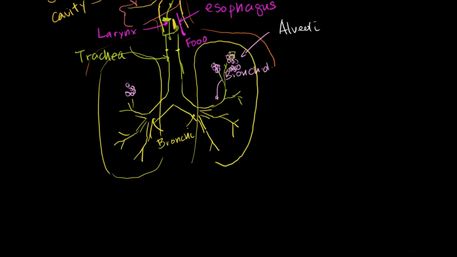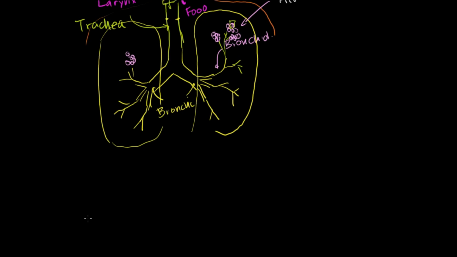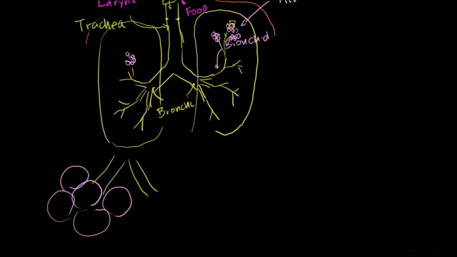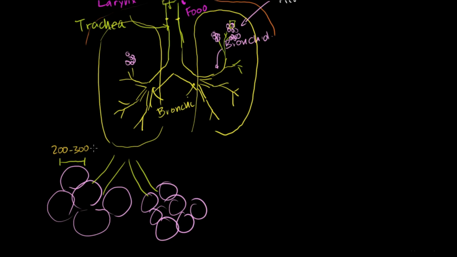I've drawn them fairly large here, but each alveolus, let me draw a little bit bigger. So let me draw these air sacs. So you have these air sacs like this, and then you have a bronchiole that's terminating in that air sac. Maybe a bronchiole is terminating in another air sac, just like that. Another set of air sacs just like that. Each of these are only 200 to 300 microns in diameter. So that distance right there is 200 to 300 microns.